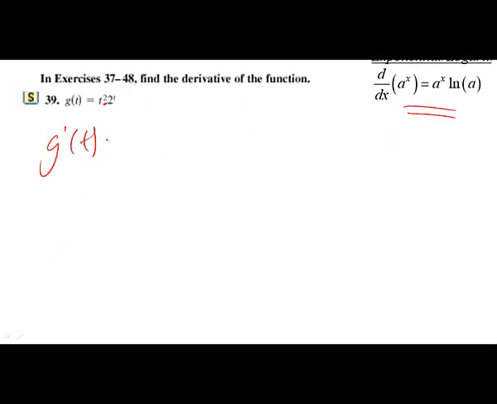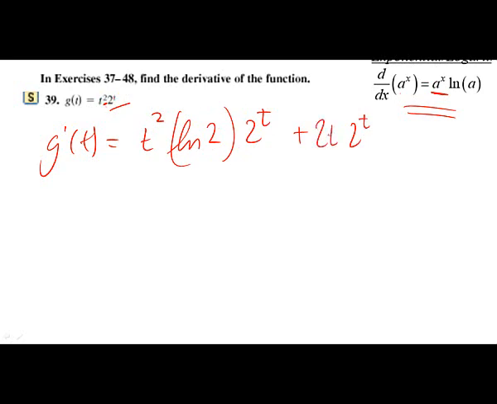So g prime of t equals, keep the first. Derivative of the second is this guy, the a to the x. So I have to do, we were doing the natural log of a up front. I borrowed this from another publisher. Natural log of 2 times the function the way it looks, right? And that was just the first part of the product rule. Keep the first, derivative of the second. Keep the second. What's the derivative of the first? 2t.